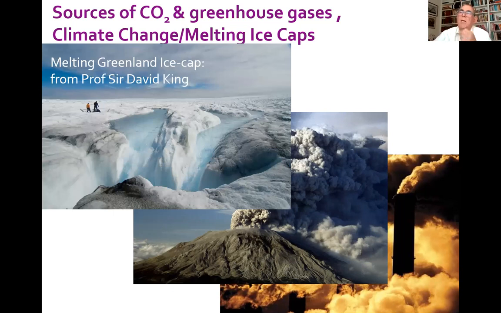My last picture here really comes from Professor Sir David King, emphasizing the importance to us of our polluting, but also the effect on the ice caps. And he tells us that there are three major ice caps: the Arctic ice cap, which is floating, the Greenland ice cap, and the Antarctic ice cap. And he's saying that the Arctic ice cap is really very, very small now.